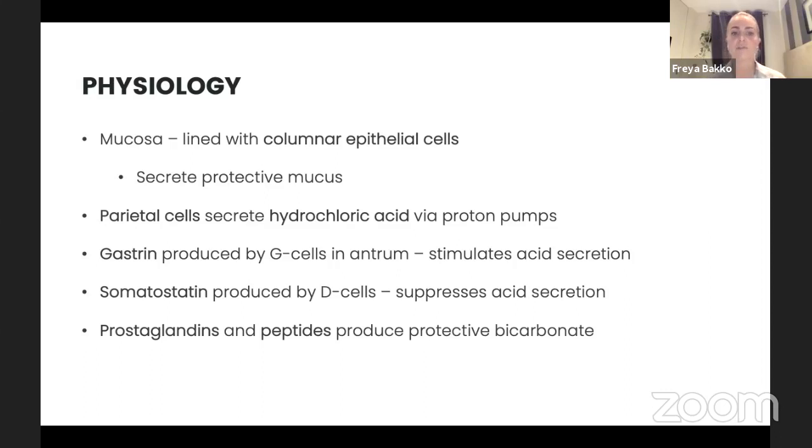Gastrin, which is produced by G cells in the antrum, also stimulates acid secretion, whereas somatostatin, which is produced by D cells, suppresses acid secretion. So it's important to remember which cells secrete gastrin and which secrete somatostatin and what effect these have. Prostaglandins and peptides produce protective bicarbonate, and this bicarbonate is really important to try and tamper down the acid in the stomach so that the mucosal lining isn't damaged.